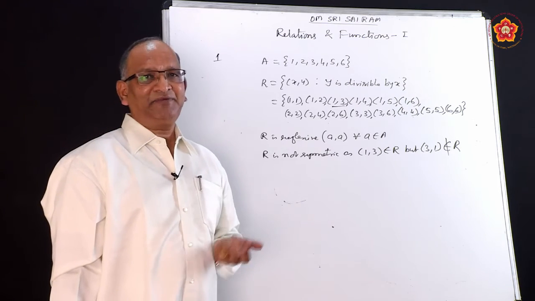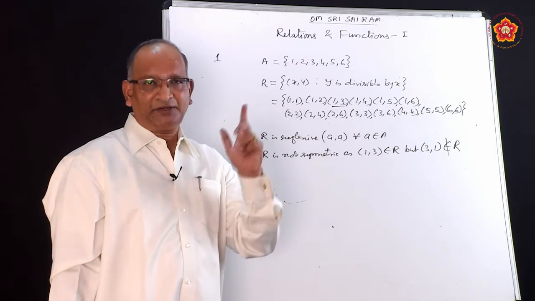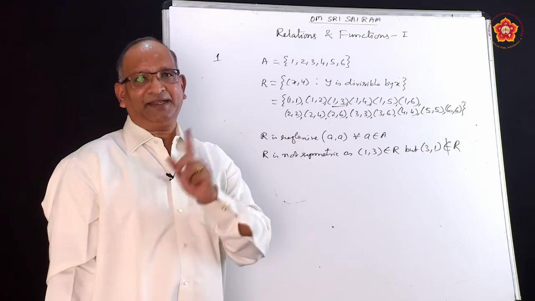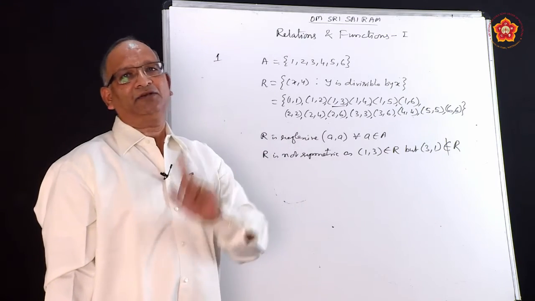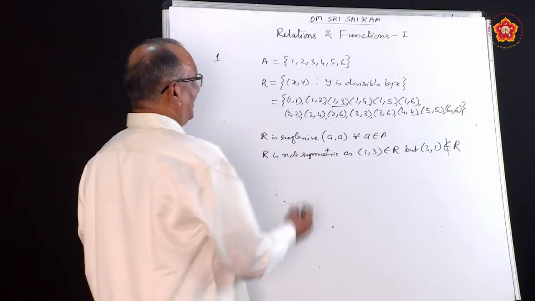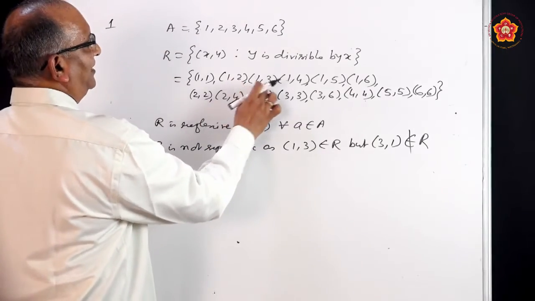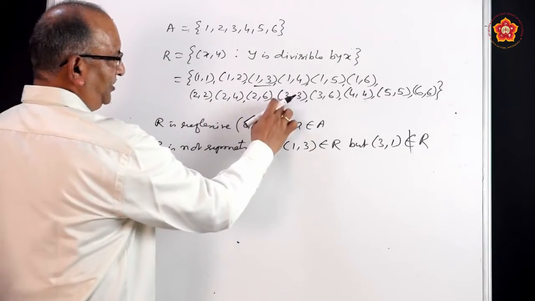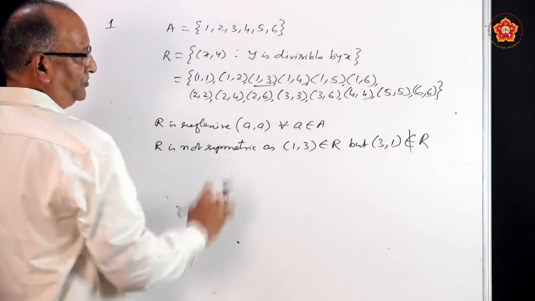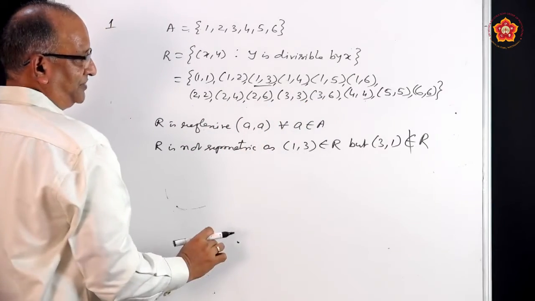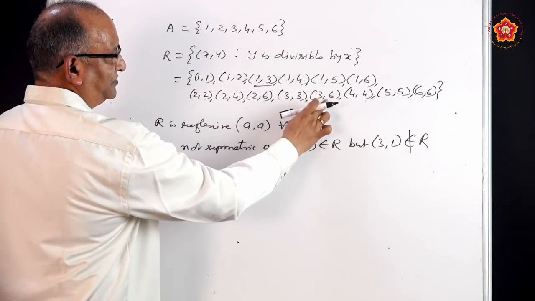What does the transitive relation say? If A is related to B, and B is related to C, then A is related to C. Check for yourself. Let us say 1 is related to 3, and 3 is related to 6. Do we have 1 related to 6?